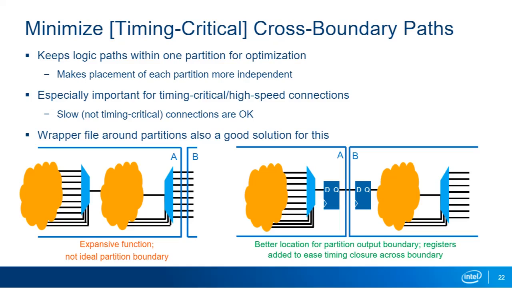In the diagram on the left, there is a partition boundary between A and B. This is not an ideal location because the boundary occurs after an expansive function, or a function that generates a large number of outputs from a few inputs. On the right, the partition boundary between A and B has been moved, and registers have been added. This is a better location for the boundary, as it occurs after a non-expansive function, minimizing the number of connections between the partitions to only a single signal. The boundary registers help to meet timing across the path between the partitions.